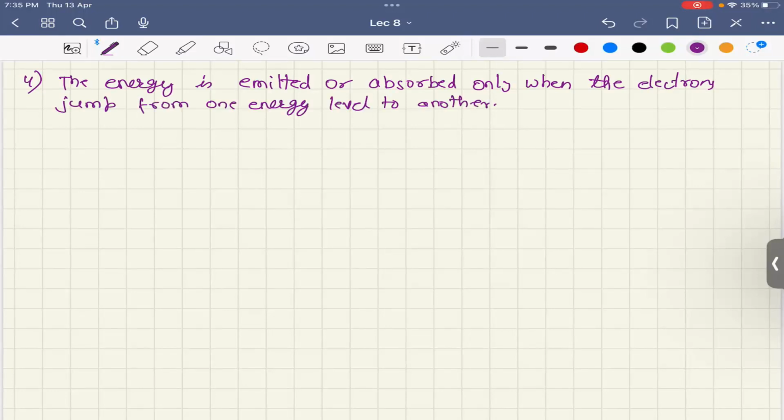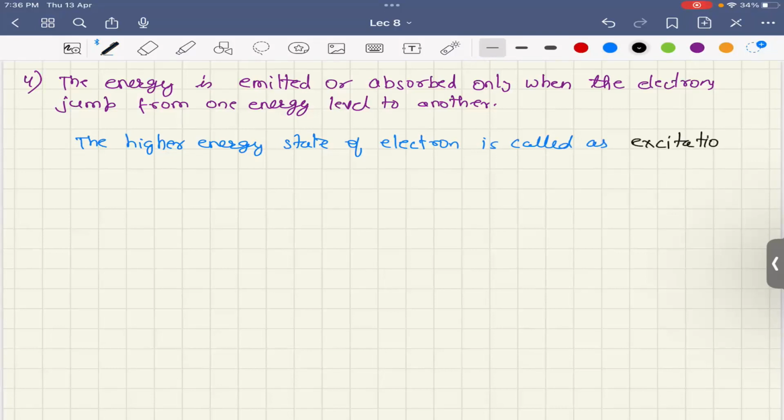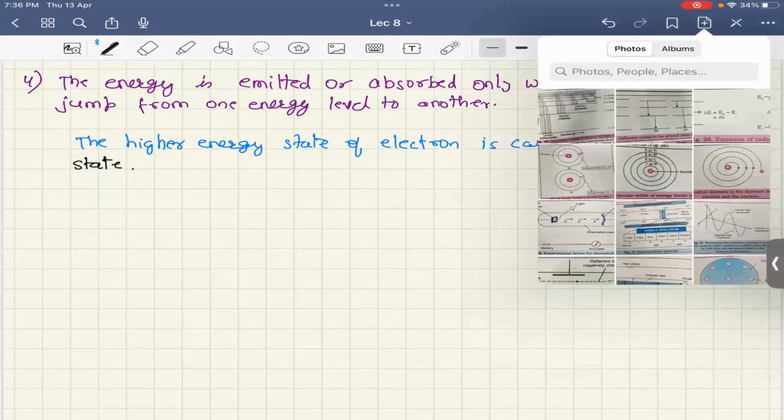When energy is supplied to an atom, its electron absorbs one or more quanta of energy and jumps to a higher energy level, right? This higher energy state of an electron is called its excited state, right? Excitation state. For example, let me drag a figure.